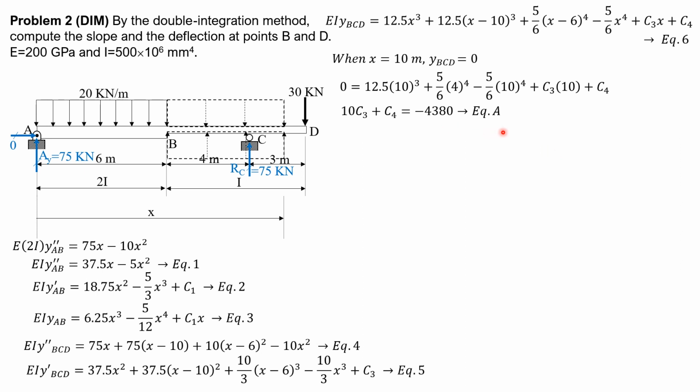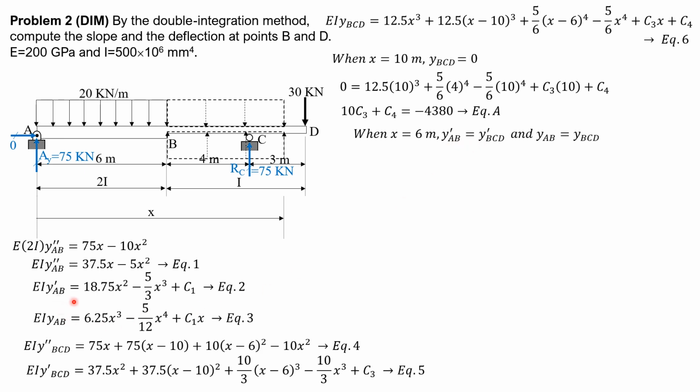Call that equation A. Then, there are no more boundary conditions, but we have facts here that at B, which is common to AB and BCD, the slope and the deflection at B for portion AB and for portion BCD are equal. So when x is 6, y prime AB is equal to y prime BCD, and YAB is equal to YBCD. So let's have this equation first.